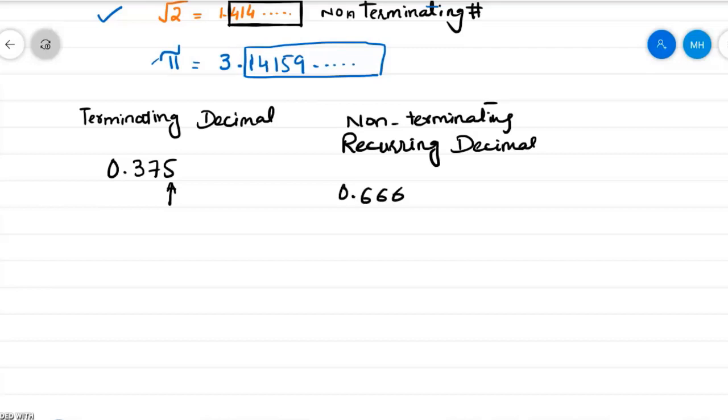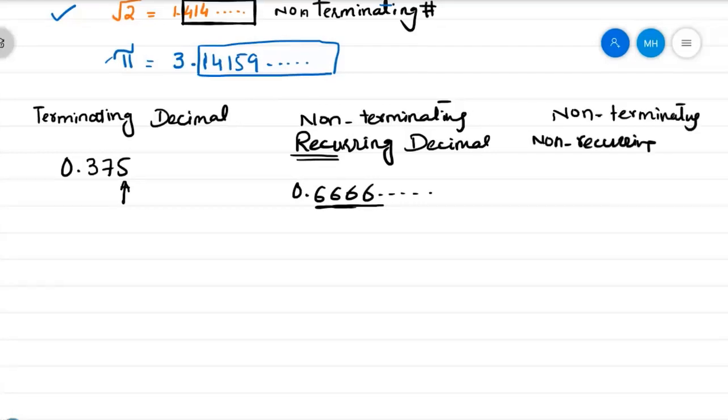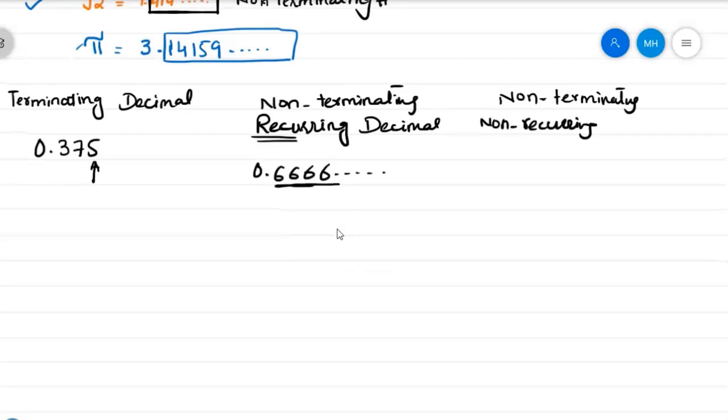We have an example over here, 0.666. Look at this: the 6s are not going to end, and it is going to repeat. So it is called a non-terminating recurring decimal, meaning the number is going to repeat. The 6 is going to repeat. And the third category is non-terminating non-recurring numbers.